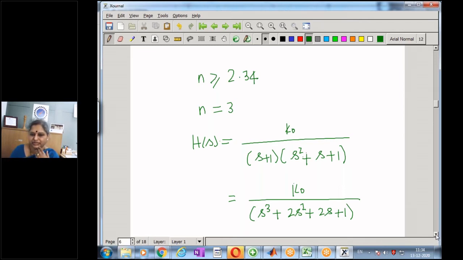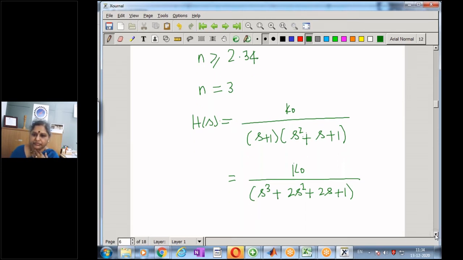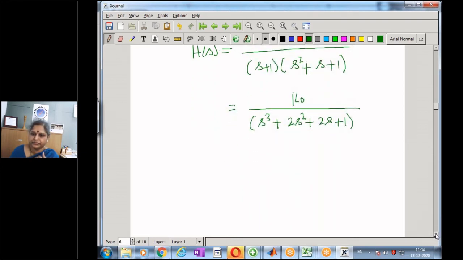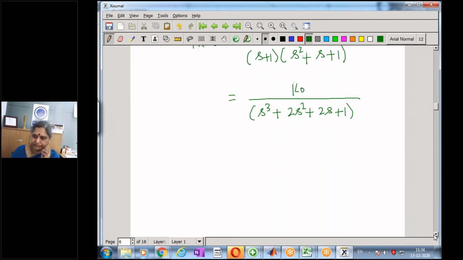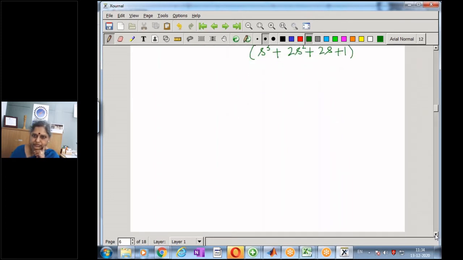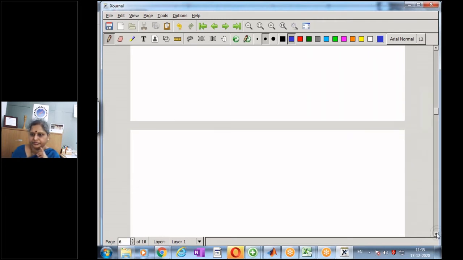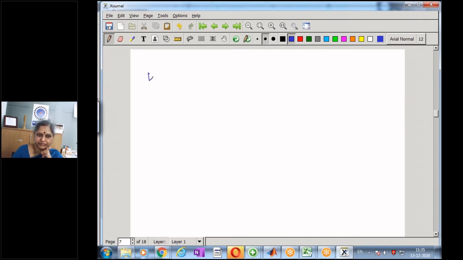Let's take one more example, and then we know how to get the frequency response of the designed filter, and we can check whether we are able to meet the given specifications. Next, let's take one more example. Say, a second example.